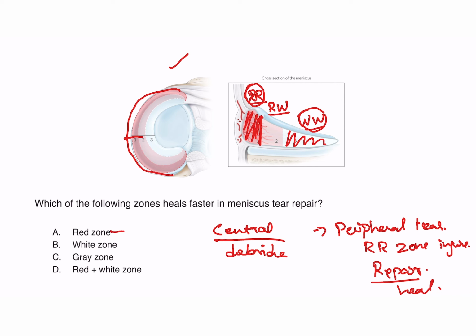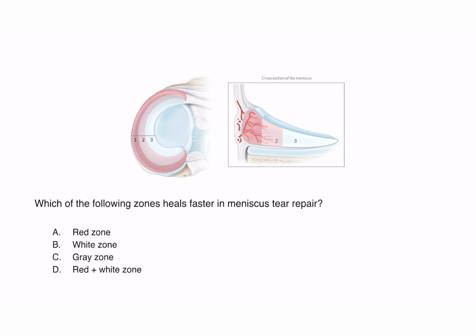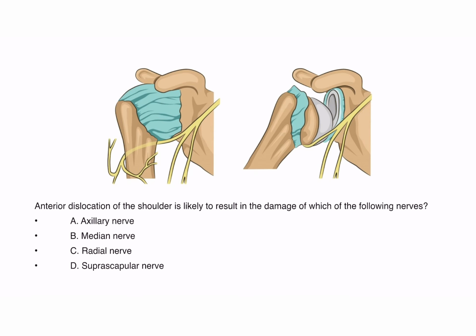So red zone is having a higher chance to heal. So that is the correct answer. White zone, gray zone, red-white zone, no. They are having less chance for healing with a tear repair.